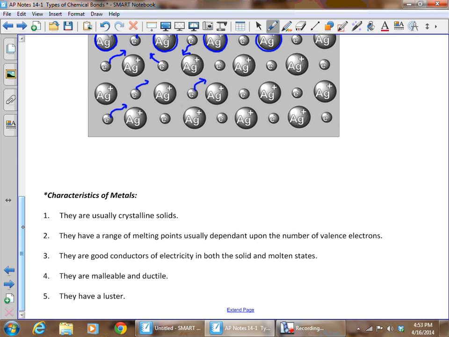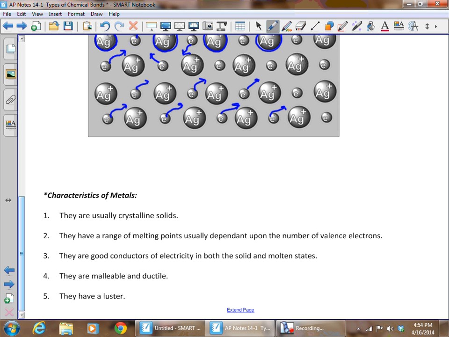They usually are crystalline solids, but they have a range of melting points, and often it's dependent upon the number of valence electrons they have. They're very good conductors of electricity when they're solid even, because think about it, mobile charged particles, even when this bar of silver is a solid, that sea of electrons is still free to move throughout that bar of silver.